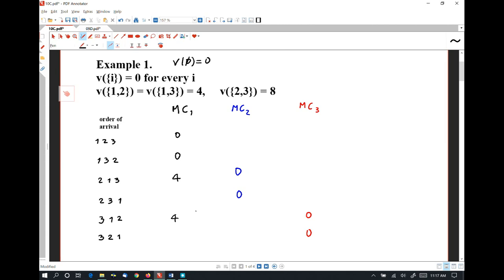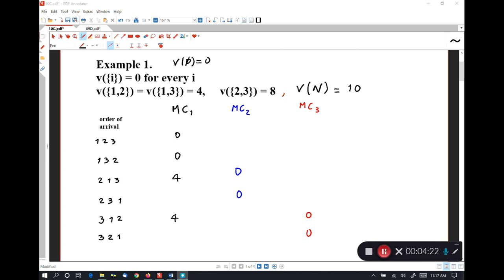Well, I forgot to give one crucial piece of information, which is what V of N is. I now remedied it. I added V of N is equal to 10. So now we can compute the marginal contribution of player 1. If the order of arrival is 2, 3, 1, when 2 and 3 are there, the value is 8. Player 1 arrives and it goes up to 10, so it's 2. And of course it doesn't matter in which order 2 and 3 arrived. Again, this is 2.